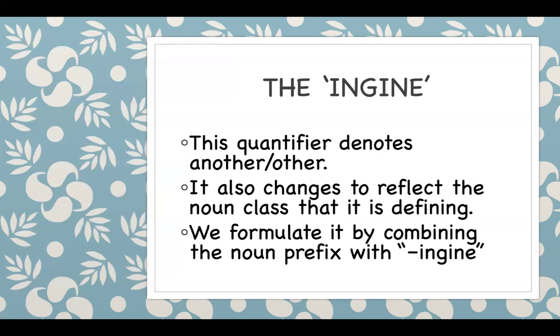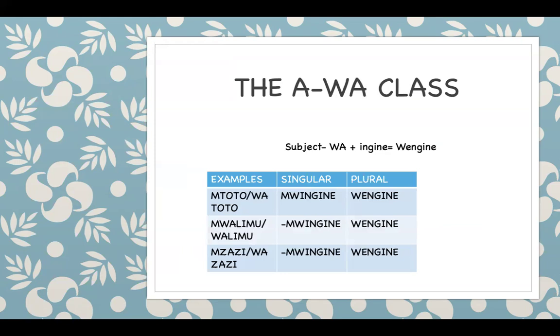So we formulate it by combining the noun prefix with ingine. So let's look at a few examples. First of all, as we mentioned, in the a, wa noun class, we're going to take wa plus ingine to make wengine. And in the singular form, we're going to take m plus ingine to make mwingine. So mtoto mwingine, watoto wengine. Mtoto mwingine is another child, watoto wengine is other children. Mwalimu mwingine, or another teacher, walimu wengine, other teachers. Mzazi mwingine in the singular and wazazi wengine. So another parent, other parents.